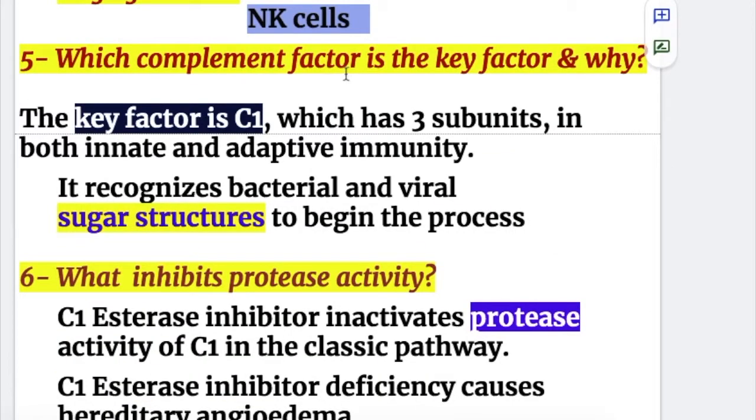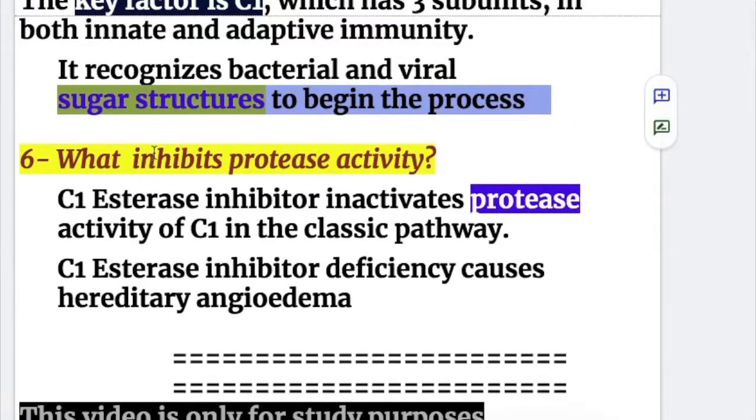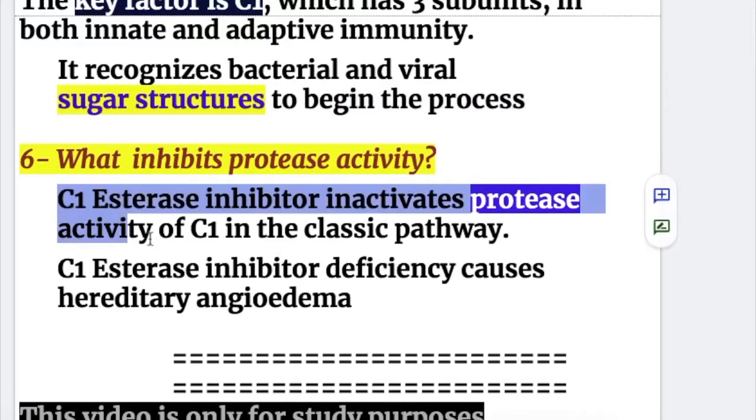Which complement factor is the key factor and why? The key complement factor is C1, which has 3 subunits, in both innate and adaptive immunity, and it's important because it recognizes viral and sugar structures to begin the process. Question number 6. What inhibits protease activity? C1 esterase inhibitor inactivates protease activity of C1 in the classical pathway.